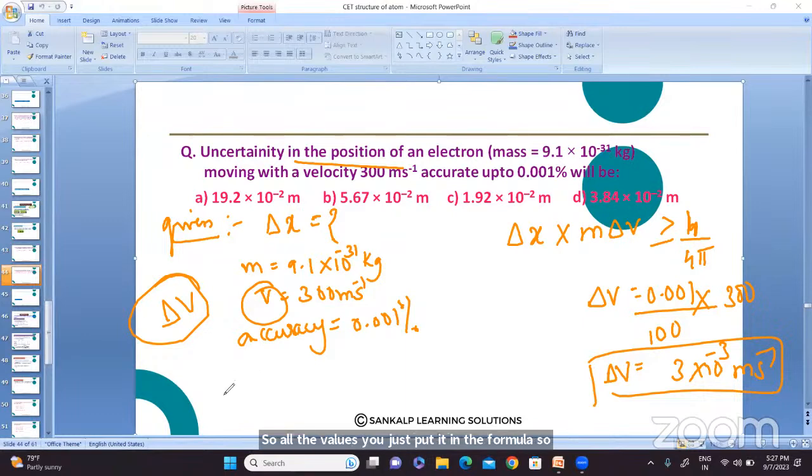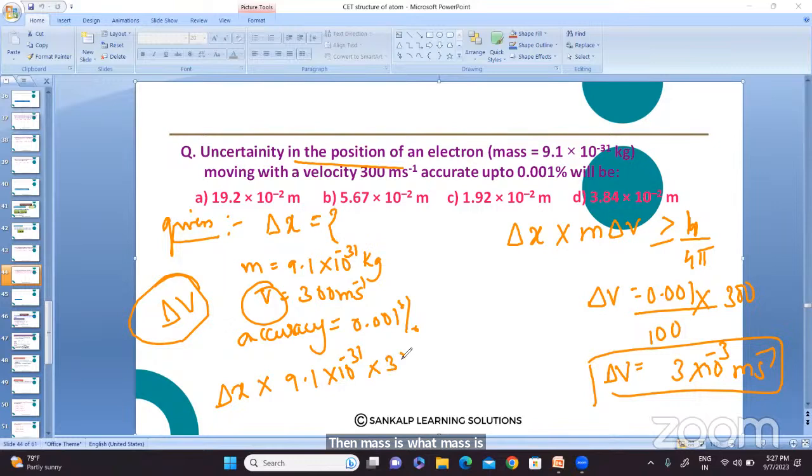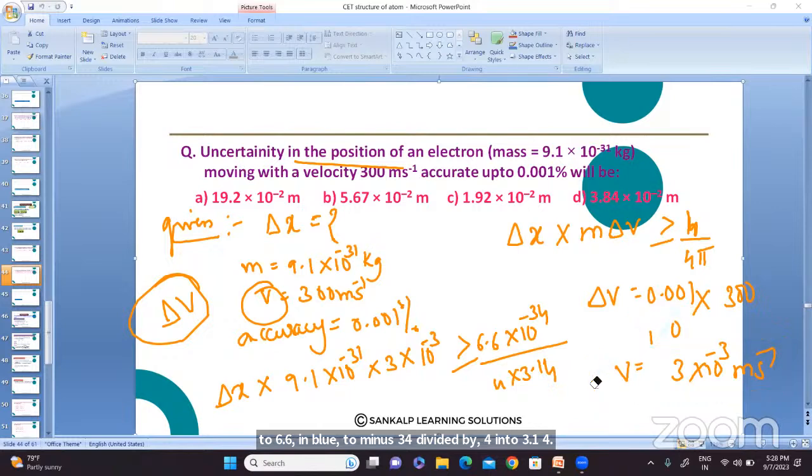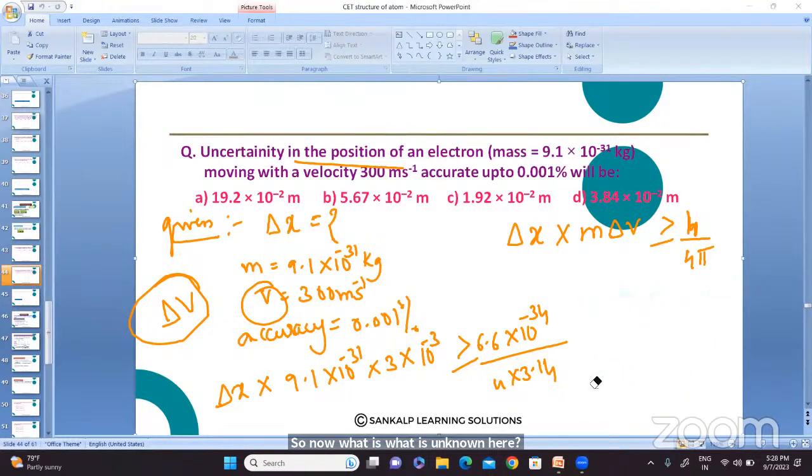So delta x is what? Delta x we don't know. Then mass is 9.1 into 10 raised to minus 31. Delta V is 3 into 10 raised to minus 3. And then greater or equal to 6.6 into 10 raised to minus 34 divided by 4 into 3.14. So now what is unknown here? Here the unknown is delta x, that is the uncertainty in position.